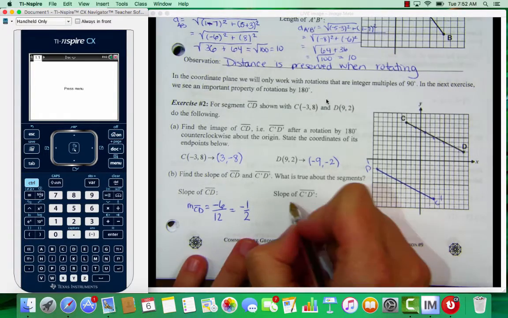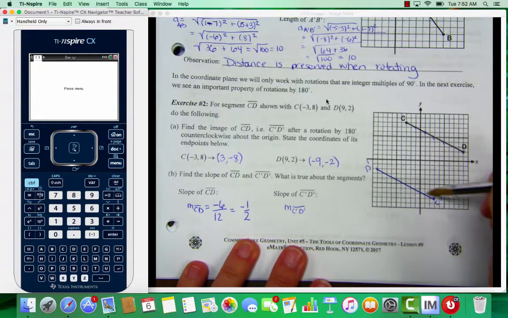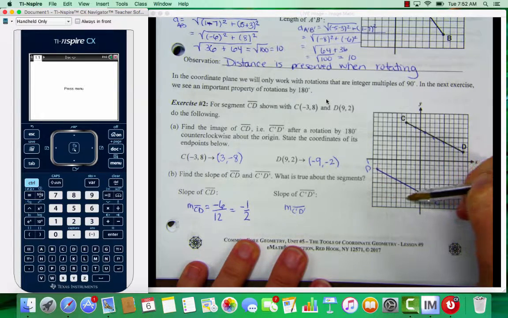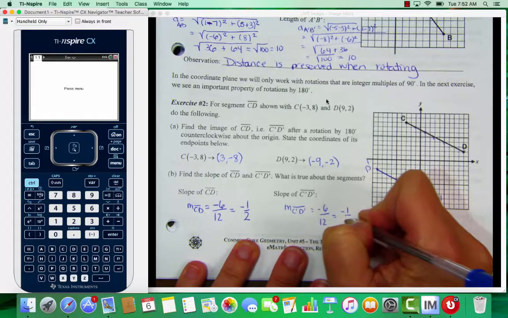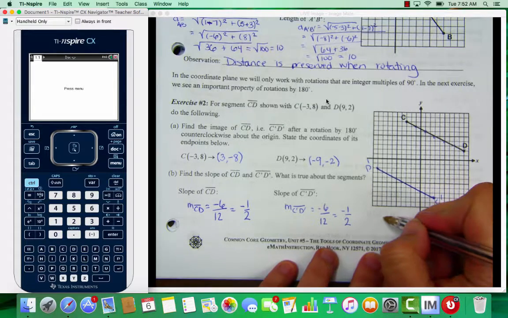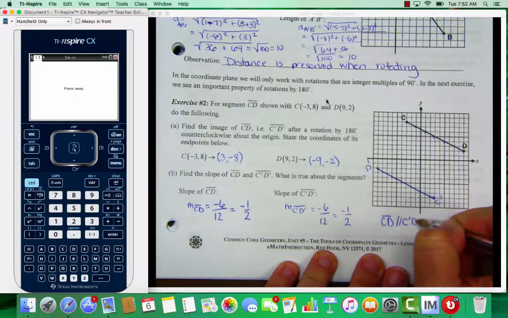And now the same thing for the slope of C prime and D prime. So from here to here I'm going to go down 1, 2, 3, 4, 5, 6 units, and over 1, 2, 3, 4, 5, 6, 7, 8, 9, 10, 11, 12. So down 6, over 12, and again that reduces to -1/2. So what is true about the segments? Well, if they have the same slope, they are parallel. So CD is parallel to C prime, D prime.